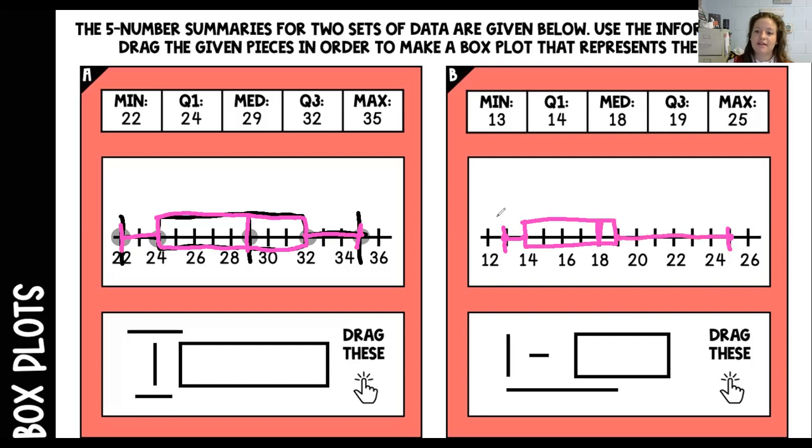So now we know that if we just had this picture, we would be able to pick out these numbers because we know that first line is going to be our minimum. This first line in the box part is our quartile 1. That middle line is your median. That last line there is quartile 3. And that last line here is our maximum. Okay, so we just practiced creating those box plots just from the numbers given to us. Now we're going to practice on how to actually find those numbers.